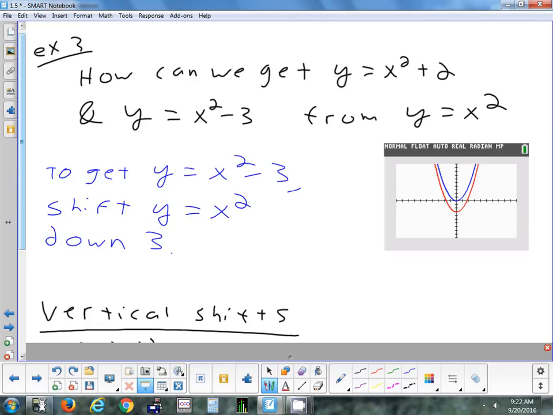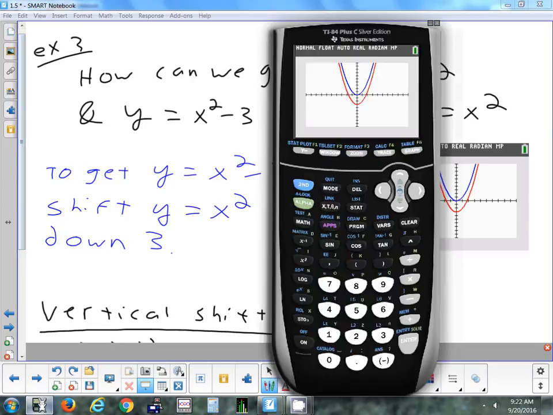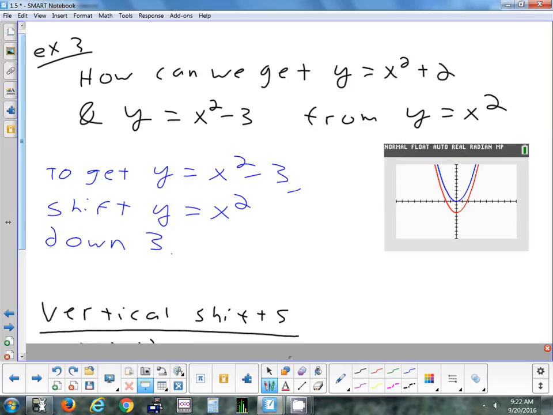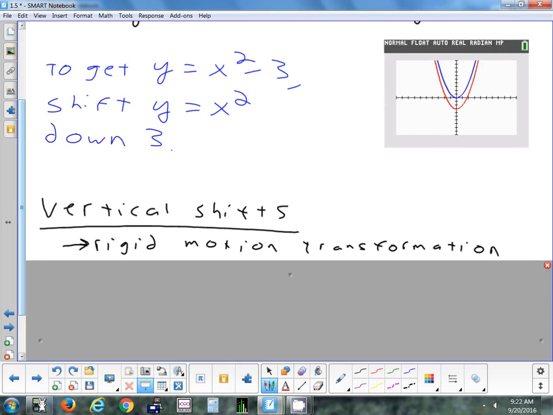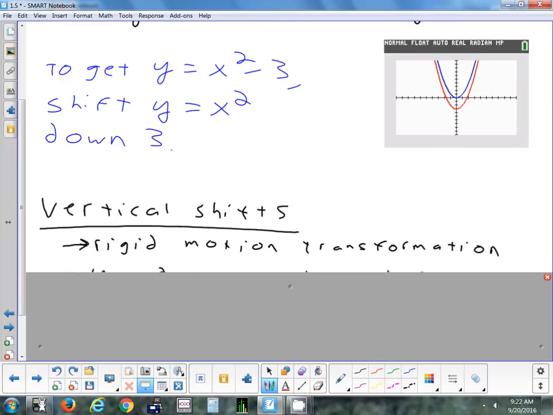I didn't do the other one, but any guess what's going to happen if I did x squared plus 2? It would shift it up 2. Does anybody need me to do that one? So a shift is what we call a rigid motion transformation. It does not stretch it or distort it in any way. It just takes what's there and moves it.